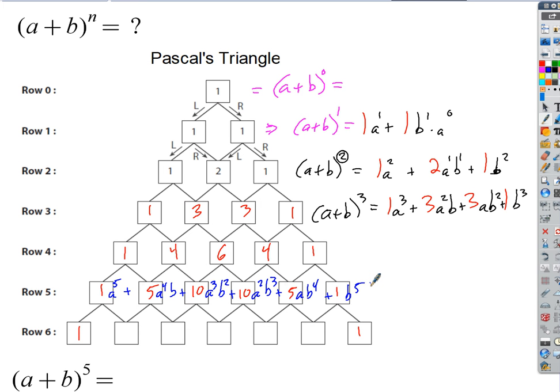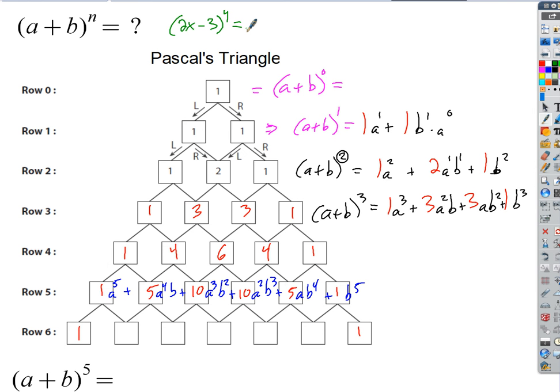Now, sometimes books will show you separate patterns for differences rather than sums, but we don't need to do that, right? If we want to do something like, for example, what if we wanted to expand out, let's say, 2x minus 3 to the 4th? Okay, we can do that. What's a in this case? 2x. What's b? Negative 3. Right? We're just adding a negative 3.